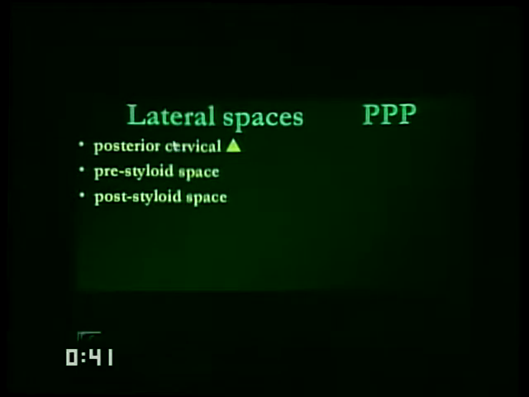If it's posterior to the sternocleidomastoid muscle, which is an oblique longitudinal muscle running from the mastoid process to the medial part of the clavicle, it's in the posterior cervical triangular space. If it's anterior to it, we want to analyze it with respect to the styloid process, which is a segment of the temporal bone. Is it in front of the styloid process, or pre-styloid, or is it behind the styloid process, which is post-styloid or retrostyloid?